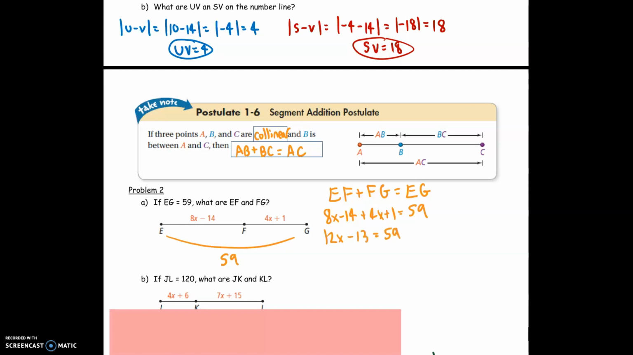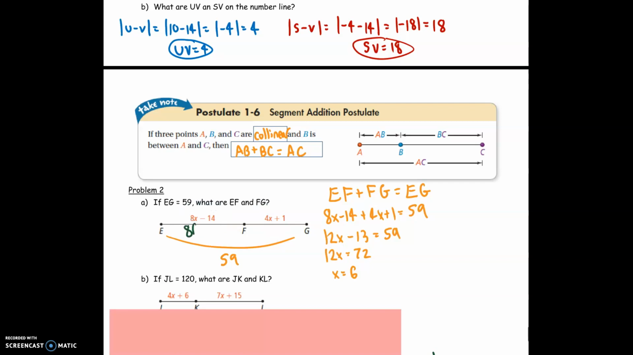We then want to isolate for our variable, so I get 12x to be 72. If I add that 13 to both sides, and then divide both sides by 12, I finally isolate and get that x is 6. In algebra, we'd be done, but we want to be careful that 6 is not our final answer. Again, what we want to do is find those individual segment lengths and not just x.